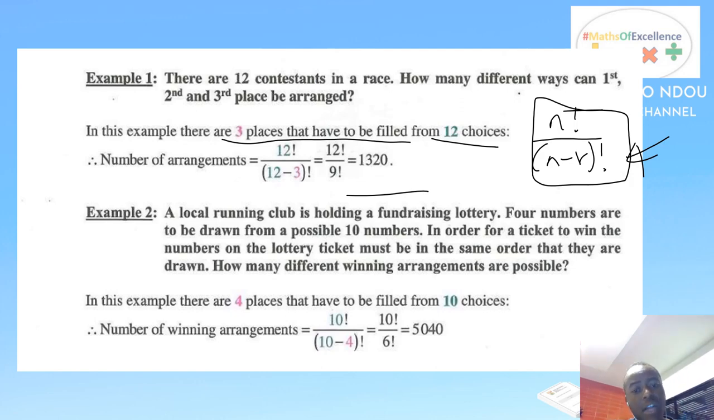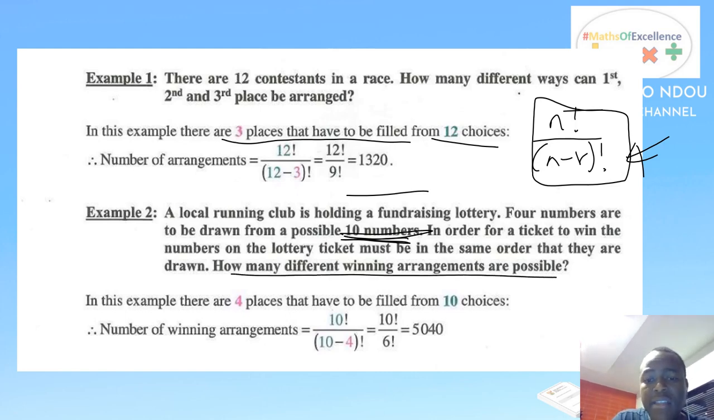1320. So let's look at example 2. A local running club is holding a fundraising lottery. 4 numbers are to be drawn from a possible 10 numbers. You must know how many things are to be arranged from how many items. So our n here is 10 because we are drawing from 10 numbers, but we need 4 numbers. In order for a ticket to win, the numbers on the lottery sheet must be in the same order that they are drawn. How many different winning arrangements are possible?